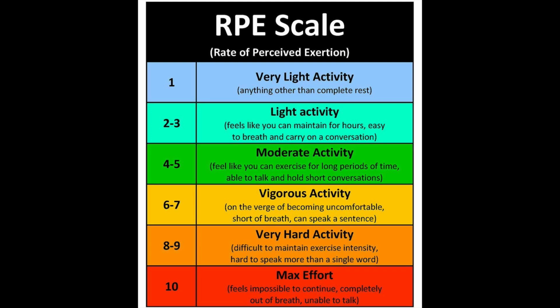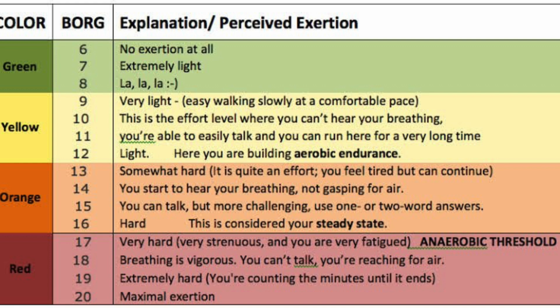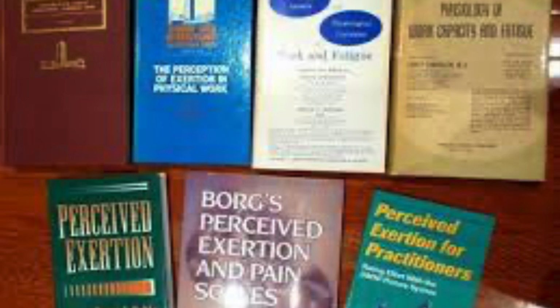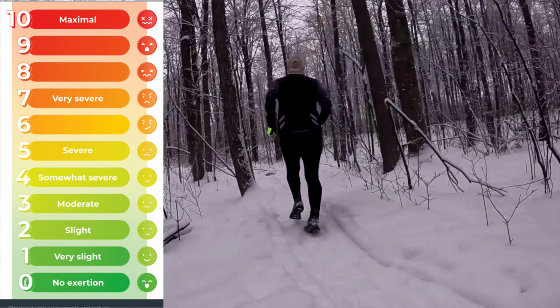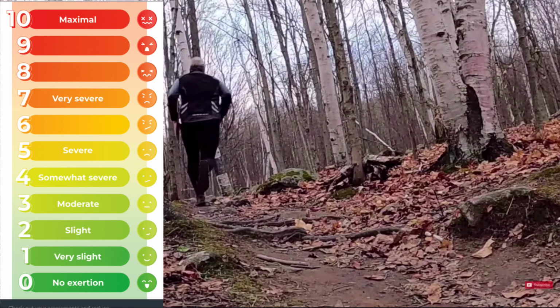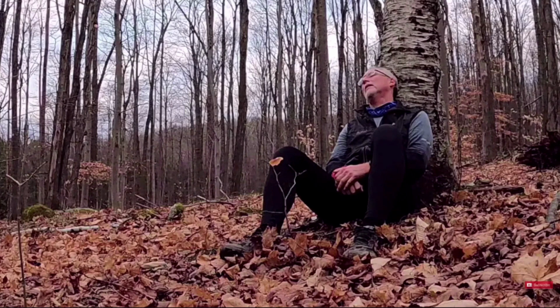The RPE scale was developed by a Swedish researcher named Gunnar Borg. In the 1960s, he created the Borg scale, which was originally a 6 to 20 scale, designed to correlate with heart rate. So for example, 12 corresponded roughly to a heart rate of about 120. This scale was widely used in sports science and clinical settings, assessing exertion levels. Later, Borg introduced a 0 to 10 scale called the Borg CR10 scale to simplify things and make things a bit more intuitive. This newer version is more commonly used today, specifically in running and endurance sports.